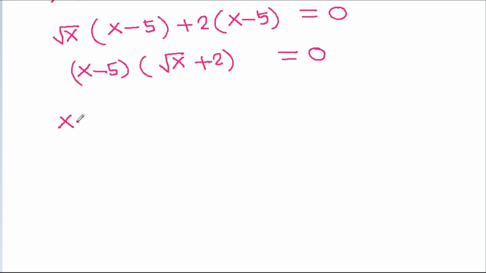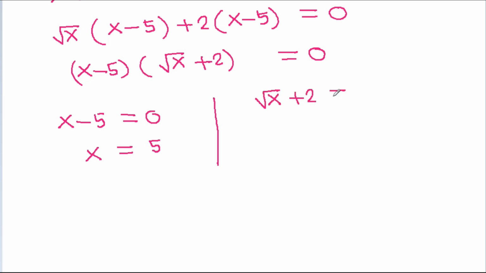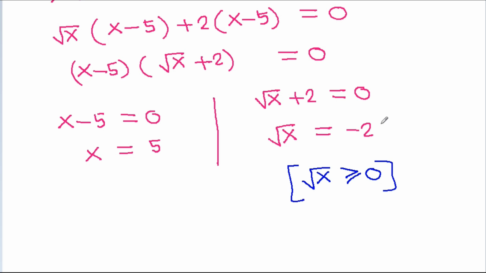So either x minus 5 will be equal to 0, so x will be equal to 5, or √x plus 2 can be equal to 0, so we get √x is equal to minus 2. But √x should be greater than or equal to 0, so it cannot be equal to minus 2. So x is equal to 5.